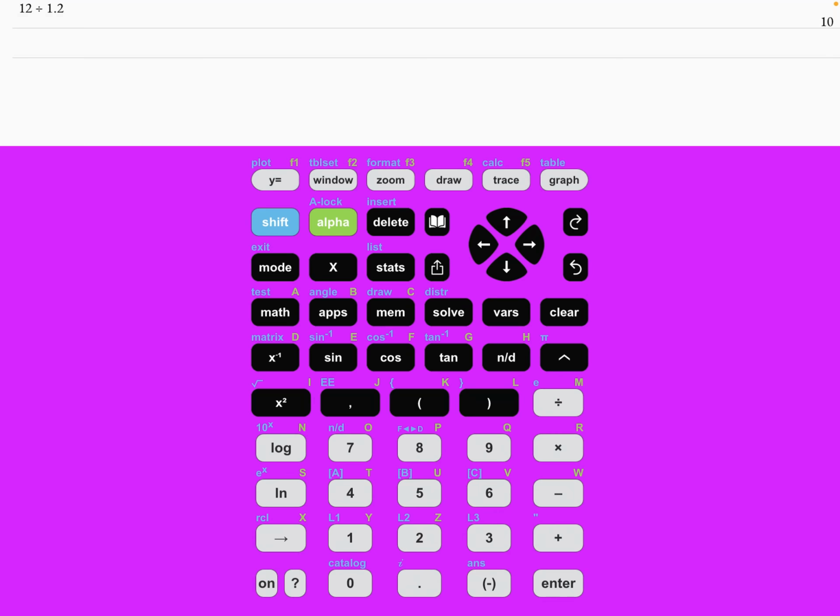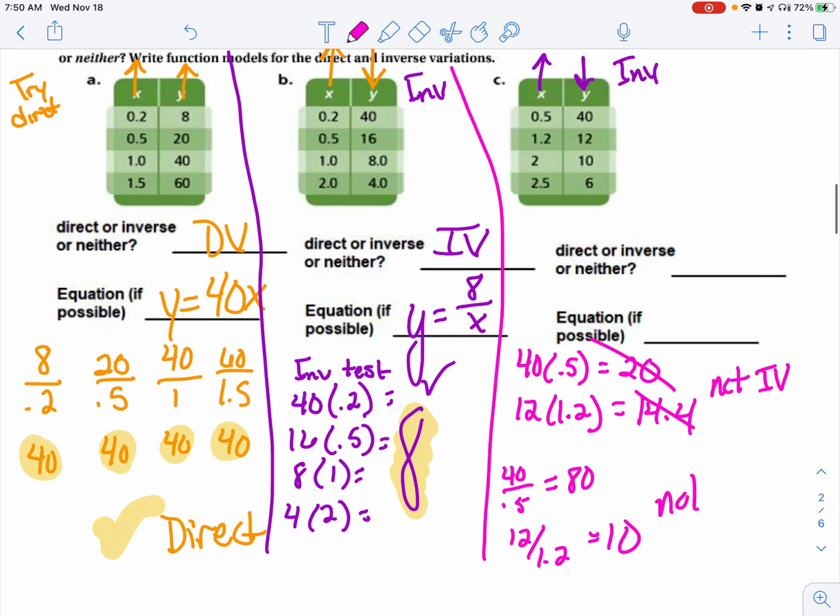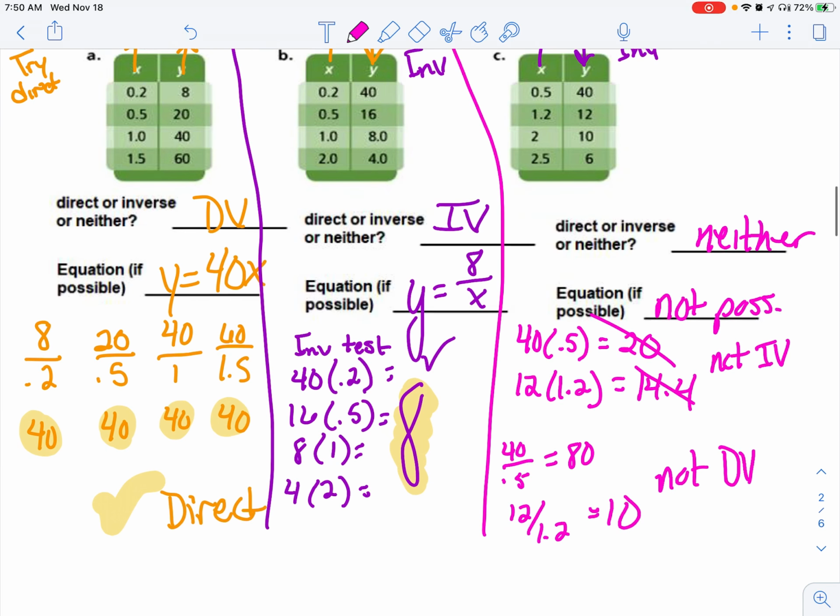Oh, I'm so silly. That's 10. I should have known that. Okay, so again, I just did a double check. It's not direct either. I kind of assumed it wasn't going to be because it wasn't doing the up, up, and the down, down thing, but there's nothing wrong with being careful. So it's neither. When it's neither, there's no equation. It's not possible to make an equation for what we need right now.